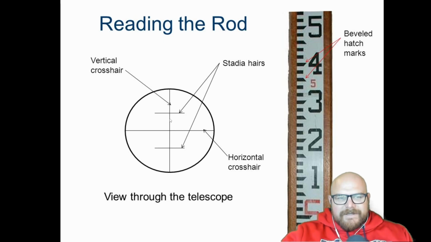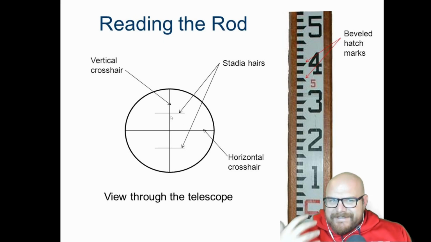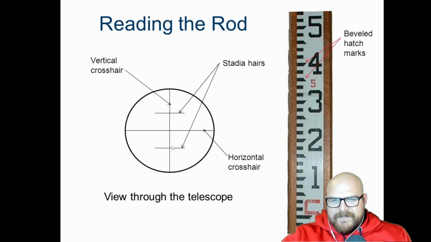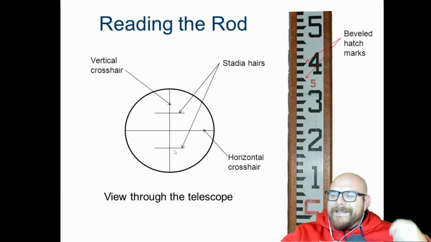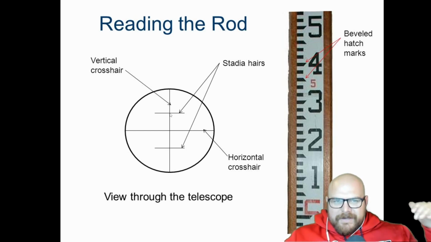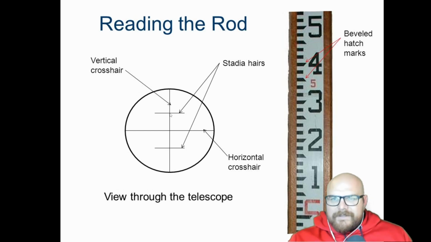So those things are going to indicate the distance that the rod is from the instrument, the builder's level that we're reading. Essentially, if you read the top stadia hair and the bottom stadia hair and subtract the two, for every foot you get, a little trigonometry, a little bit of calculus, we don't actually have to do that, but the way those things are set up, it's going to tell you that it's 100 feet.